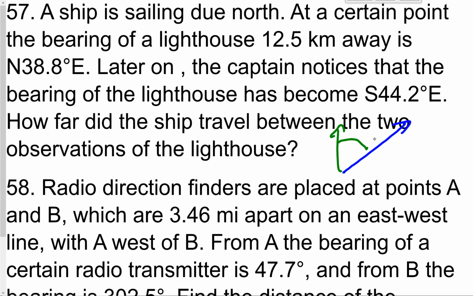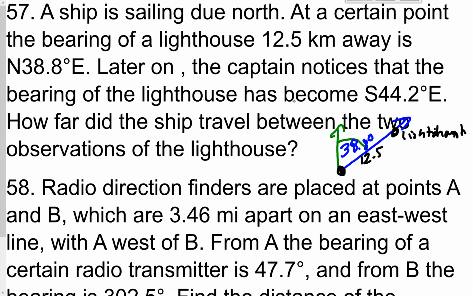So it's located 38.8 degrees here. That means here's the ship, and here's the lighthouse. The ship is going north, and it's bearing towards the lighthouse. How do I spell lighthouse? It's with an L, that's all I know. And that is 12.5 kilometers.